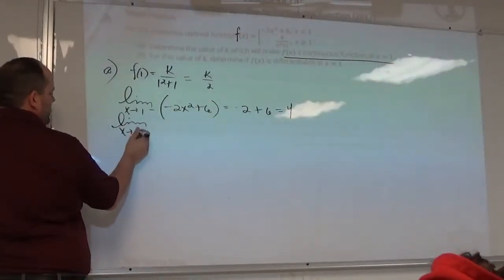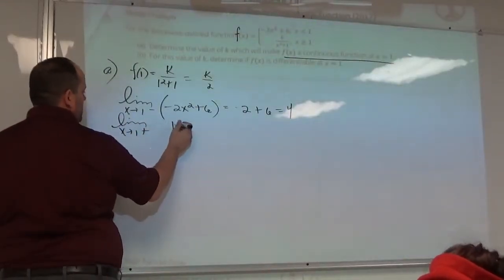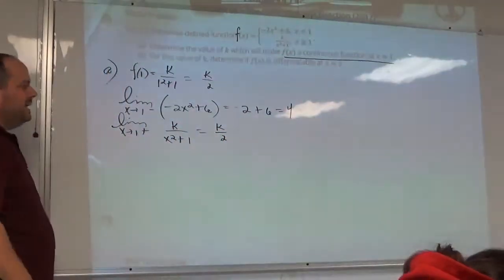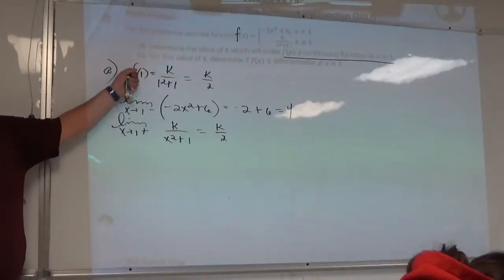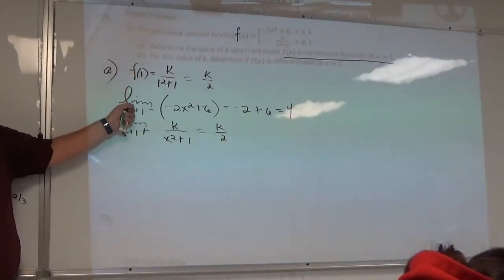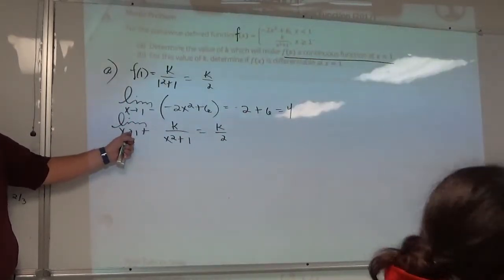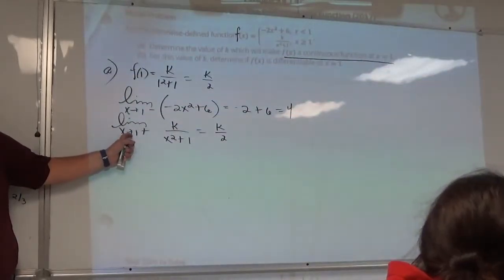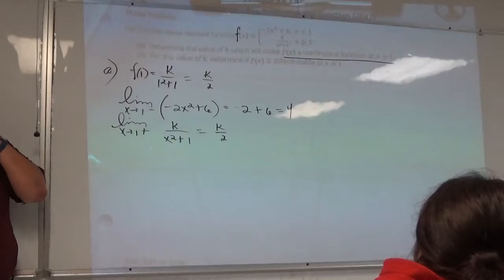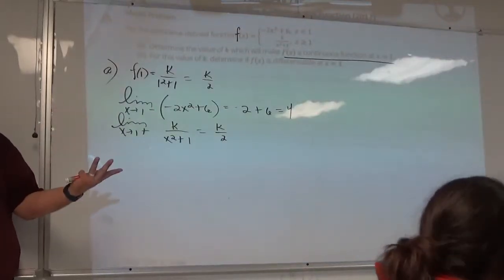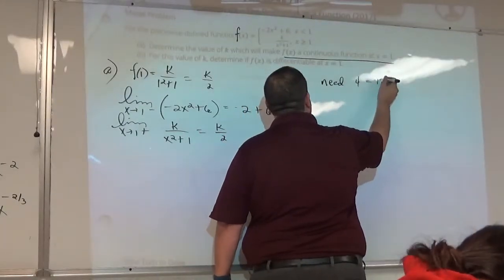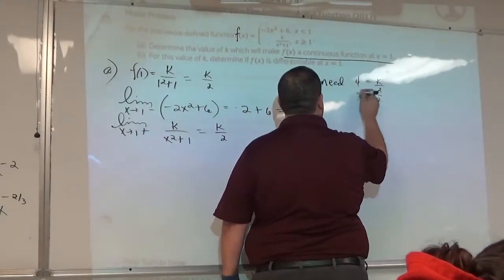The limit as x approaches 1 from the right should be k over 2. My function is defined at 1. The limit as x approaches 1 from the left exists. The limit as x approaches 1 from the right exists. What's the just right value for k? 8. You guys can just see that it's 8. Because you need 4 to be equal to k over 2, so k is equal to 8.